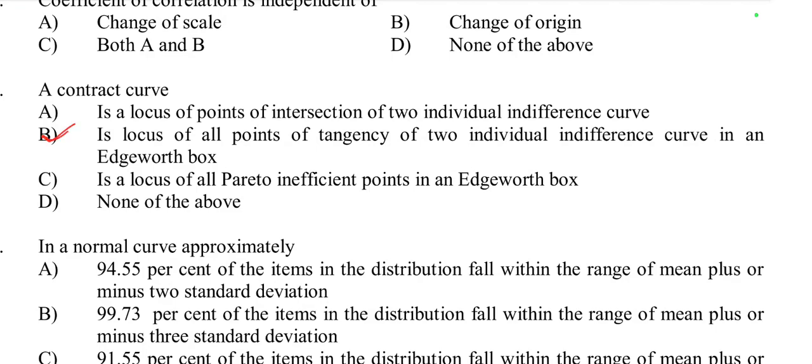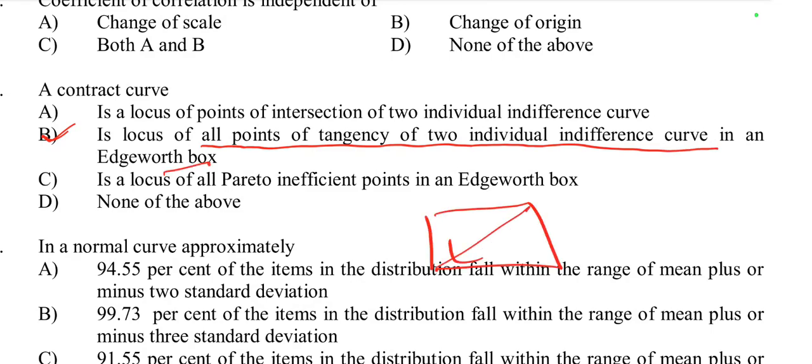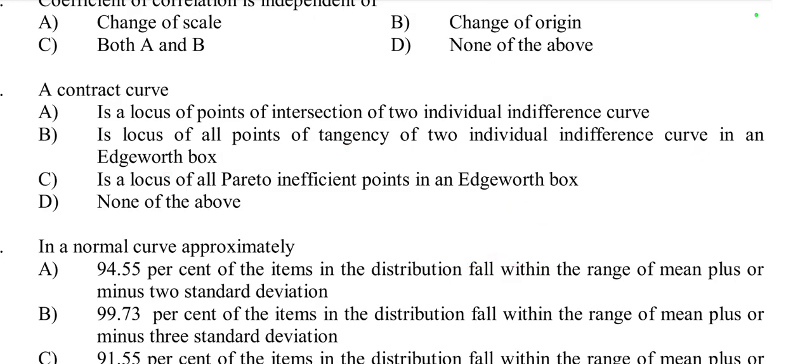A contract curve is the locus of all points of tangency of two individual indifference curves in an Edgeworth box. We know the Edgeworth box, two indifference curves, tangency point. We can take different tangency points here. So it is the locus of all points of tangency of two individual indifference curves in an Edgeworth box. It is called a contract curve.